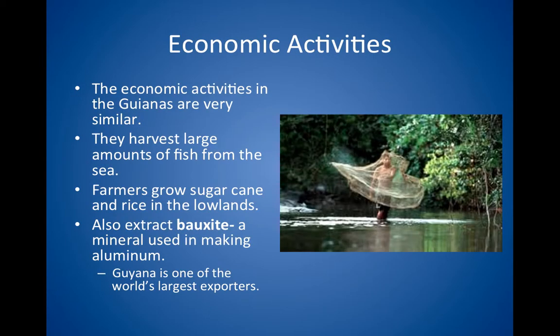So, our economic activities. Although their populations are different, the 3 Guianas have similar primary economic activities because of their shared natural resources. Fishing boats harvest large quantities of fish and shrimp from the sea, and in the lowlands, farmers grow sugarcane and rice. From the hills of Guyana and Suriname, miners extract bauxite, a mineral that's used in making aluminum. Guyana is one of the world's largest bauxite exporters. And here you can see a boy with a fishing net fishing in the river.